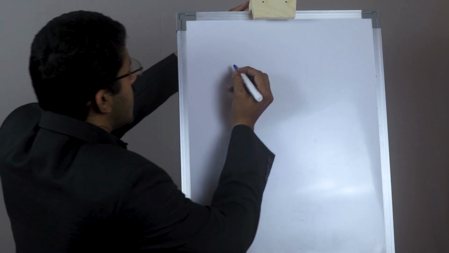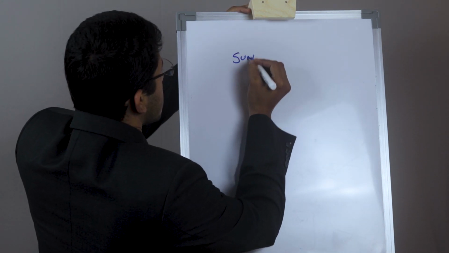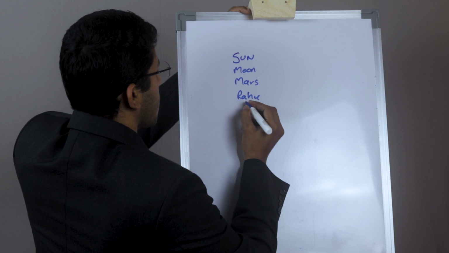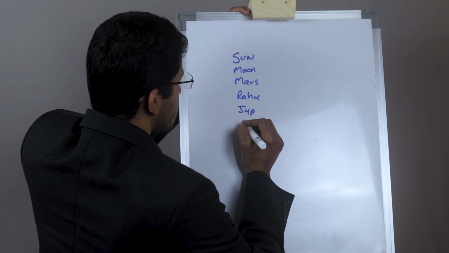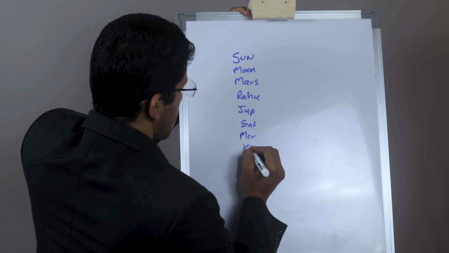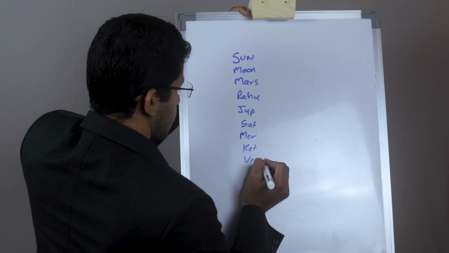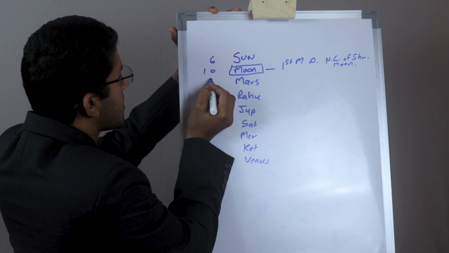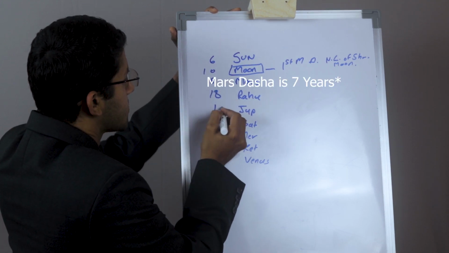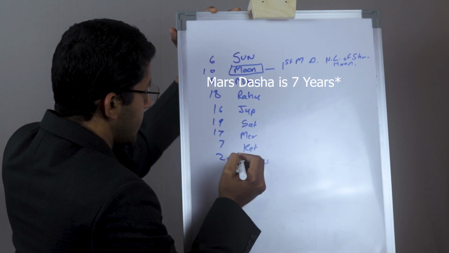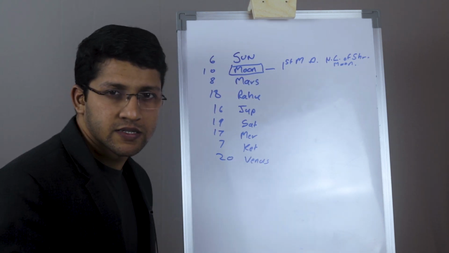Let's write down the sequence. It starts with Sun, Moon, Mars, Rahu, Jupiter, Saturn, Mercury, Ketu, and Venus. Sun Mahadasha is for 6 years, Moon is for 10 years, Mars is for 8 years, Rahu 18, Jupiter 16, Saturn 19, Mercury 17, Ketu 7, Venus 20. So this is the sequence of the Dashas.